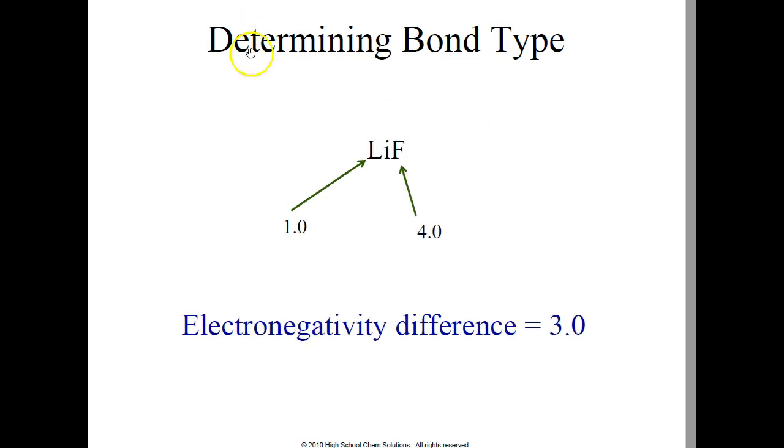All right, lithium and fluorine, lithium 1.0, fluorine 4.0. That's a difference of 3.0. So therefore, that is ionic. Fluorine is actually going to take lithium's electron, so fluorine would be negative. No arrow. Fluorine is completely negative, and lithium completely positive in that ionic bond.